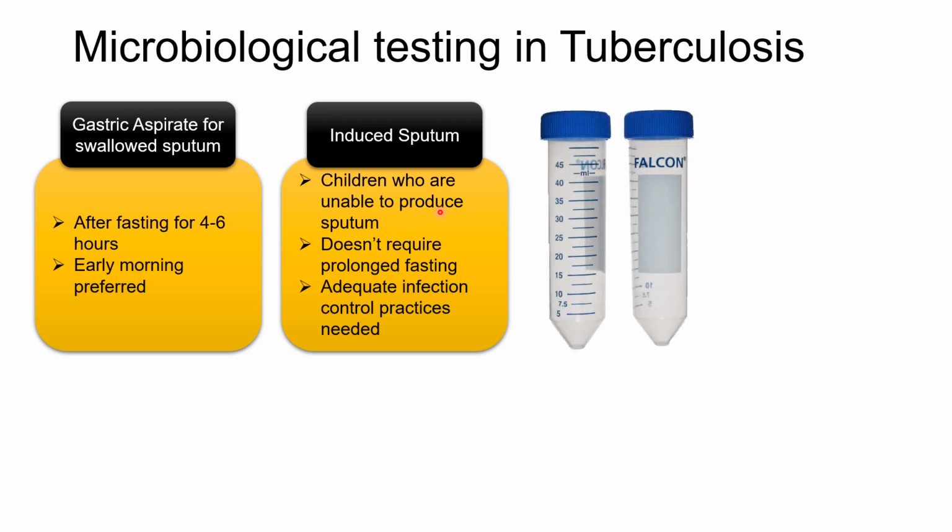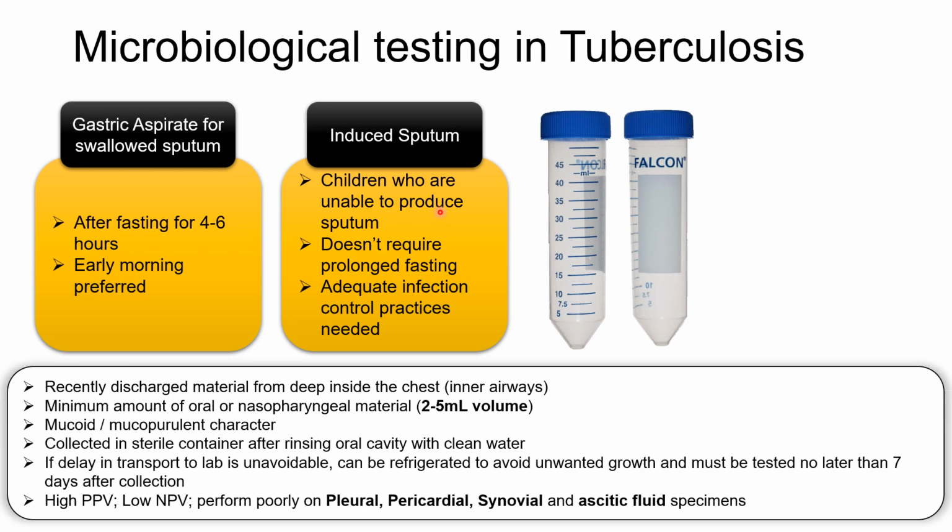So this is the conical falcon tube that is used for sending the appropriate specimen for nucleic acid amplification test. Recently discharged material from deep inside the chest or inner airways is collected. The minimum amount of oral or nasopharyngeal material is 2 to 5 ml. Mucoid or mucopurulent character is appropriate. Collected in a sterile container after rinsing the oral cavity with clean water in this container. If delay in transport to lab is unavoidable, it can be refrigerated to avoid unwanted growth and must be tested no later than 7 days after collection.